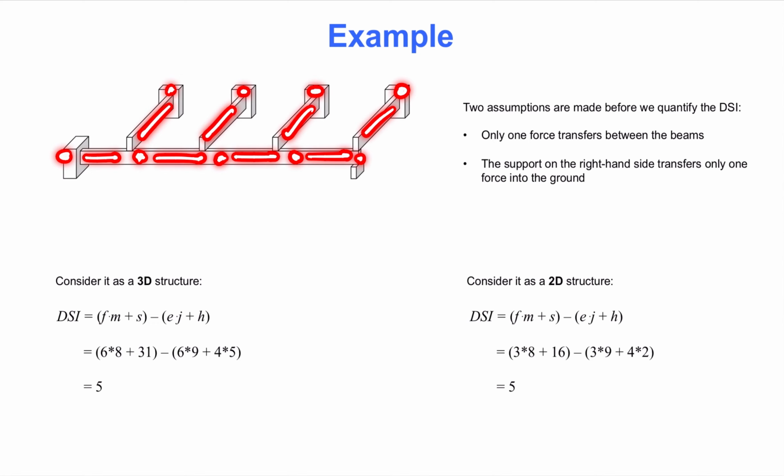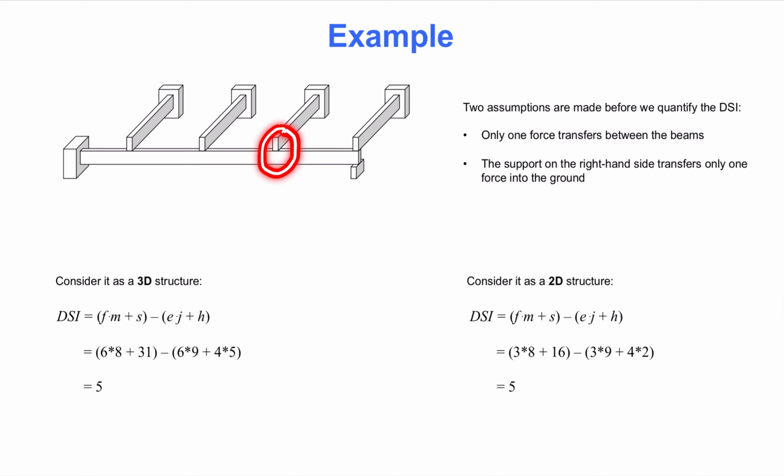As mentioned earlier, we assume that only one force transfers from each of the upper beams to the lower beam. That means the other 5 internal forces in each of the upper beams are released at these connections. There are 4 connections, which implies that the total number of releases, namely the value of H, is 20. The result is that the structure is statically indeterminate to the 5th degree.